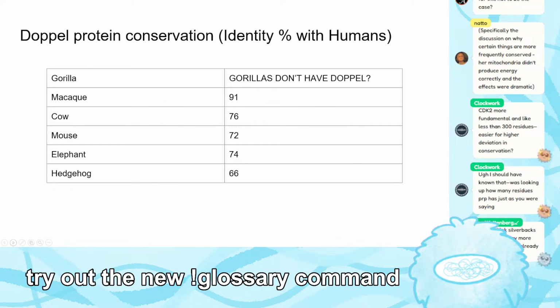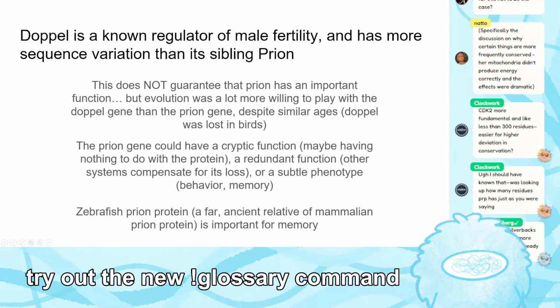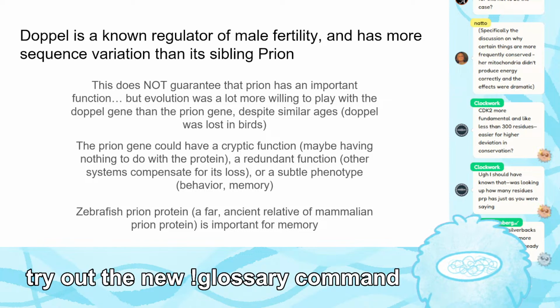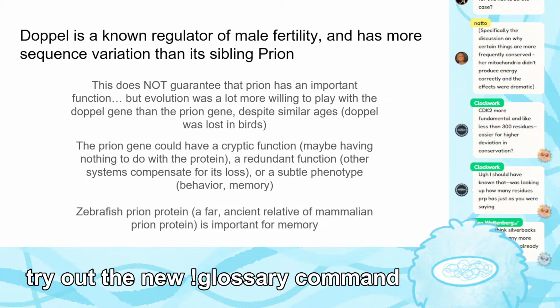And we know from mice knockout studies that mice that lack the prion gene are largely normal, but they do actually have some neuronal defects, which I think is important to acknowledge. So Doppel is a known regulator of male fertility and has more sequence variation than its sibling, the prion protein. This, again, does not guarantee that prion has an important function, but for whatever reason, evolution was a lot more willing to play with the Doppel gene than the prion gene, despite being similar ages, although Doppel was lost in birds.